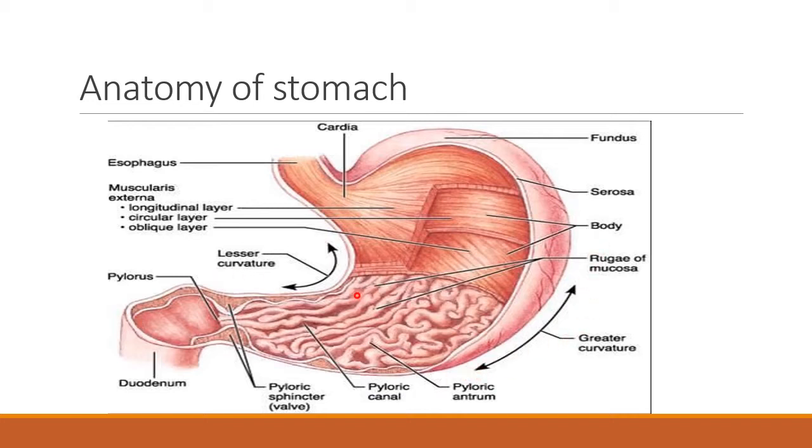This is the lesser curvature of the stomach and greater curvature of the stomach. And when we cut the stomach, there are four layers. One is mucosa, submucosa, muscle layer and serosa. So this is the mucosal part that shows the rugae of the mucosa, then submucosa, then the muscle layer, and the outermost part is the serosa. So this is the anatomy of the stomach.